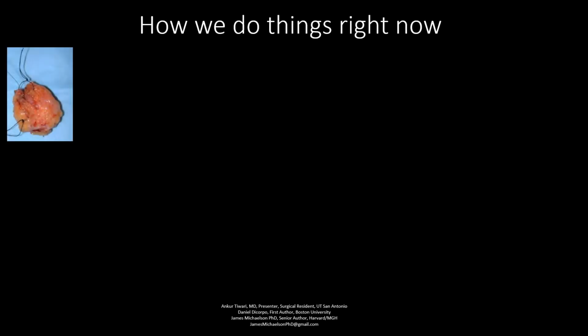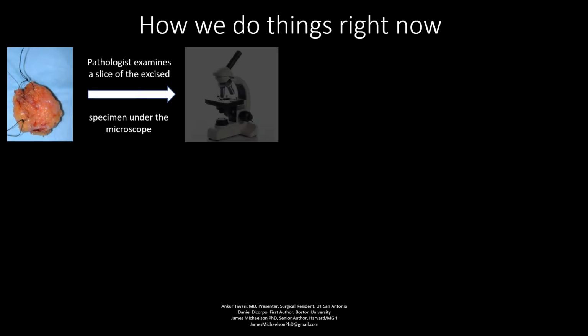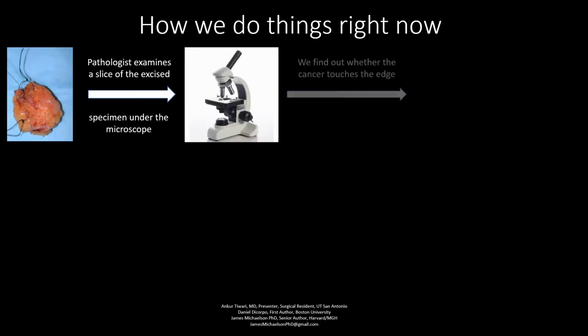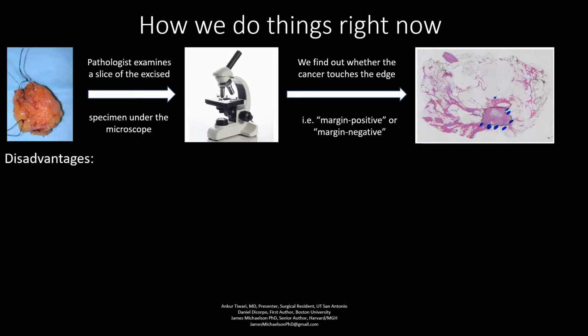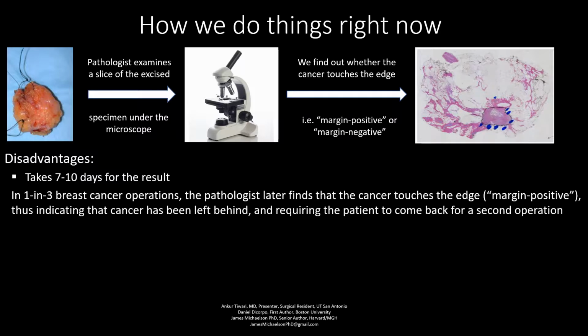As per our current management strategies, the pathologist examines a slice of the excised specimen under the microscope, and we find out whether the cancer touches the edge, that is, margin positive or margin negative. The disadvantage of this approach is that it takes 7 to 10 days for the result of the pathology report, and in 1/3 of the cases, the pathologist finds that the cancer touches the edge, thus indicating that cancer has been left behind and requiring the patient to come back for a second operation.